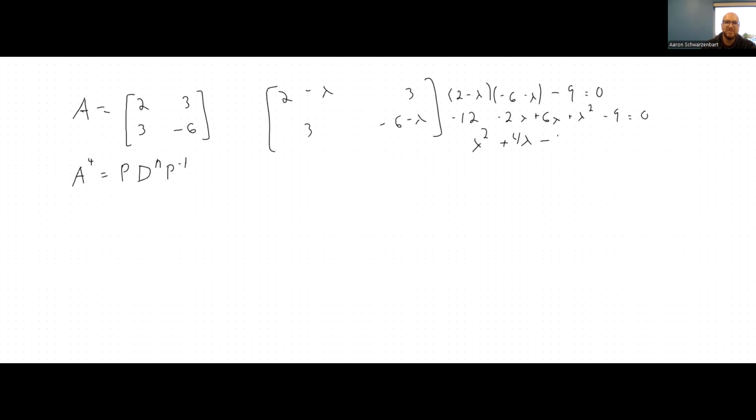Okay. There, we've worked that out. That will factor into (lambda + 7)(lambda - 3), giving me lambda 1 equals -7, lambda 2 equals 3.